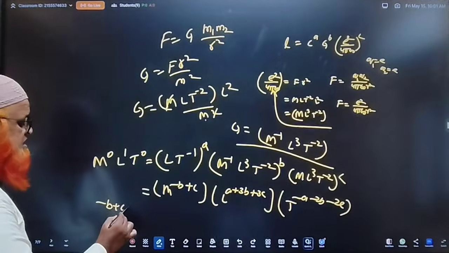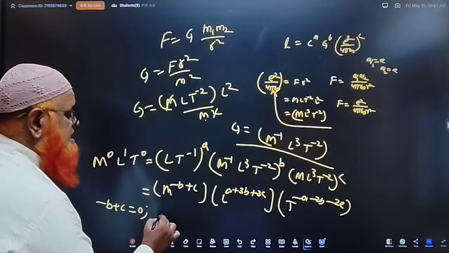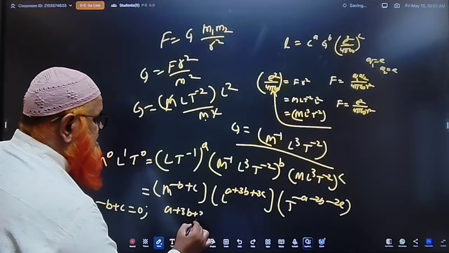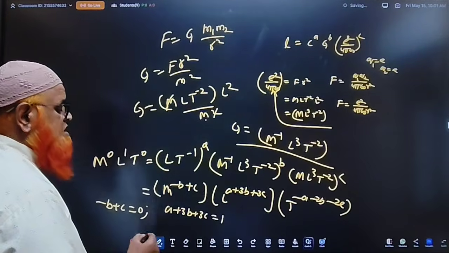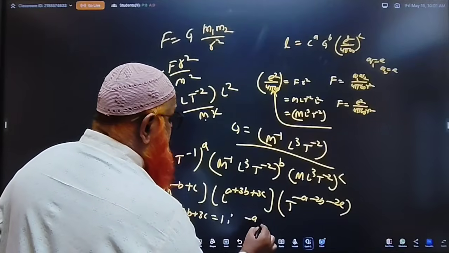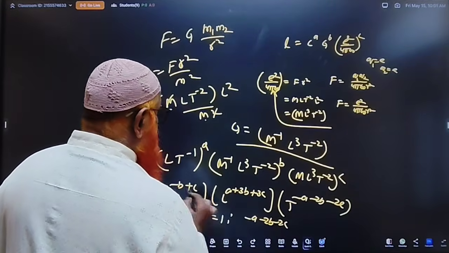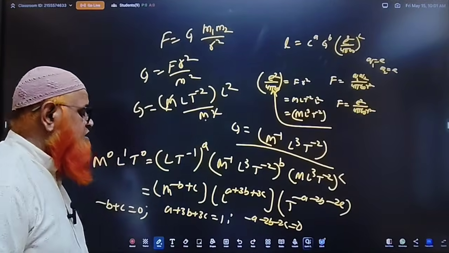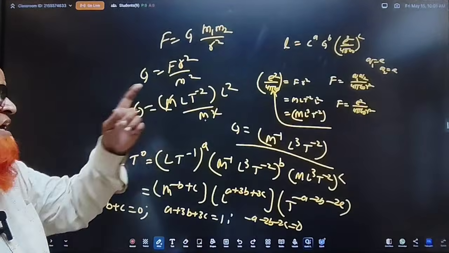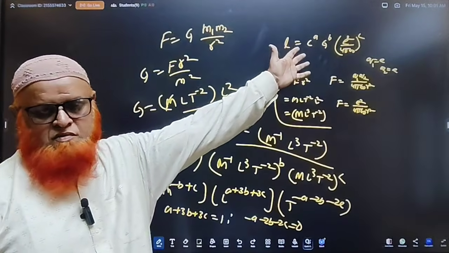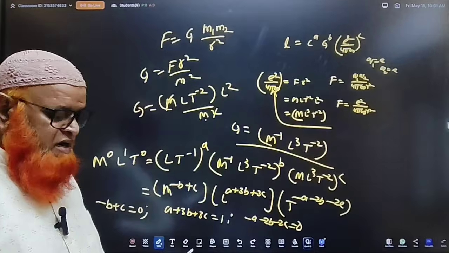So minus b plus c is equal to 0 is one equation, a plus 3b plus 3c is equal to 1 is another equation, and minus a minus 2b minus 2c is equal to 0. Mathematically, if you find the values of a, b and c, you can substitute and get the powers. Understood? This is regularly asked.